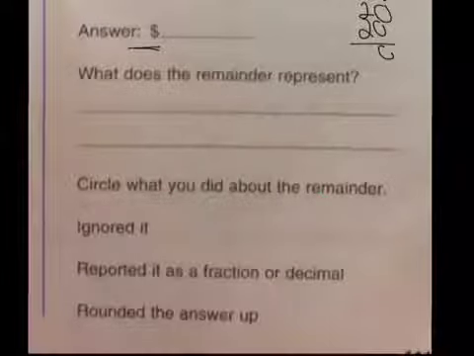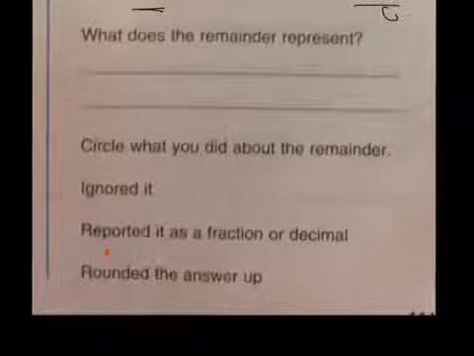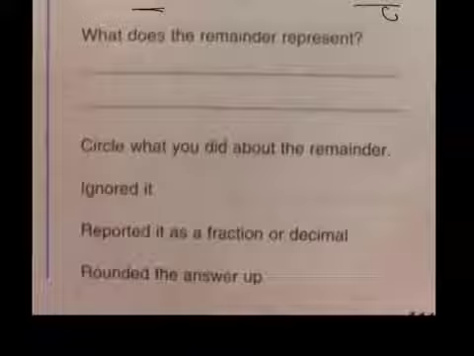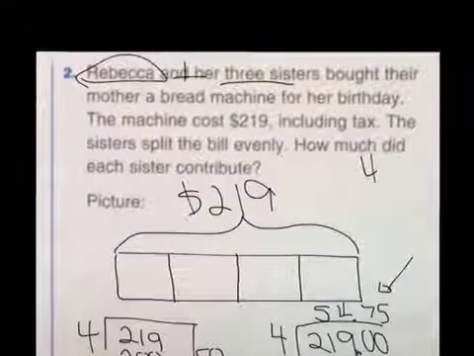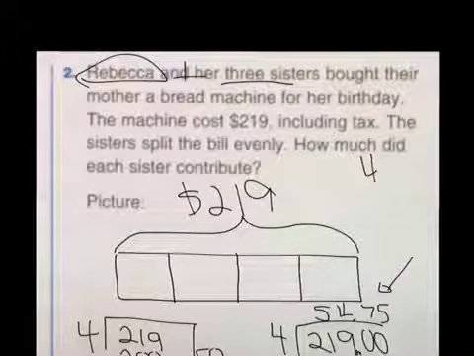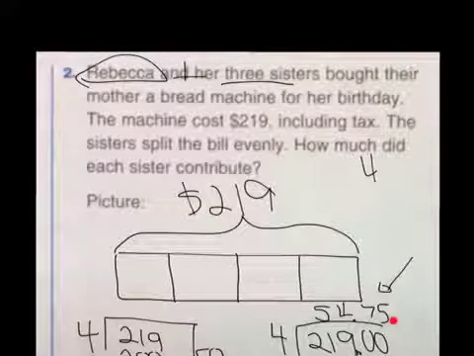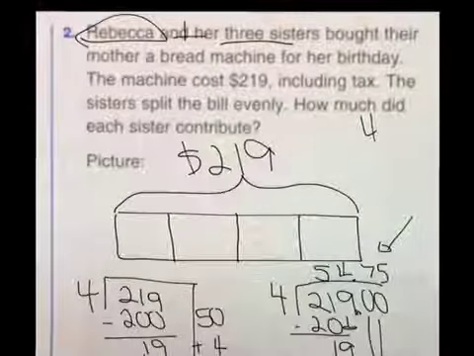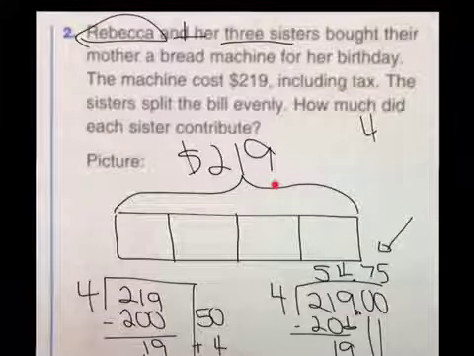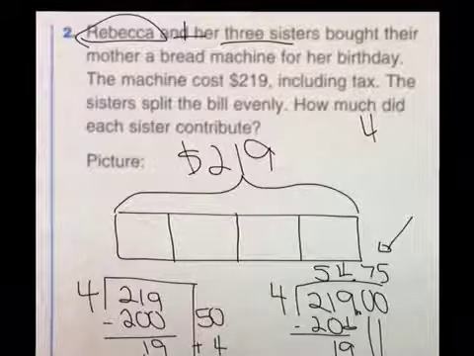Circle what you did with the remainder. Well, we can't just ignore the remainder. We have to report it as a decimal because it is part of what each sister spent on their mother's gift, as you can see here. Okay? It's $219 split evenly. So if they split it evenly, you're going to get $54.75. So we must include it. If we don't include it, then we have to take away 3 from this number, and it's actually 216. So no, we must include it in there, because then it's not the full amount.